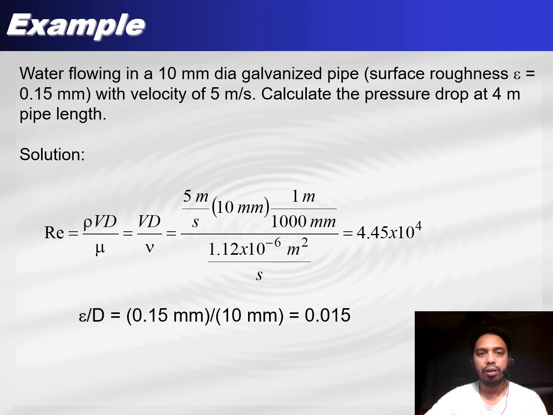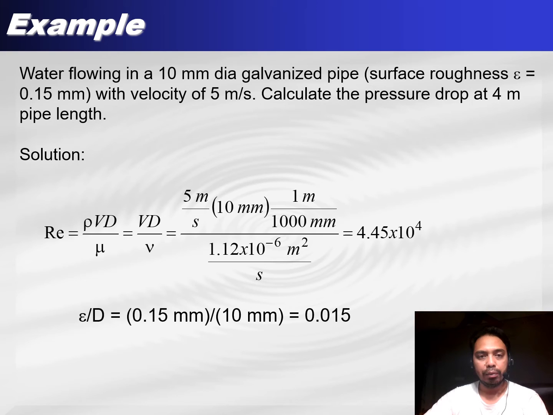Okay, so let's try to put it in an example over here. We have water flowing in a 10 millimeter diameter galvanized pipe with a known surface roughness e of 0.15 millimeters, and the water is flowing with a velocity of 5 meters per second. We are required to calculate the pressure drop over a 4-meter pipe length.